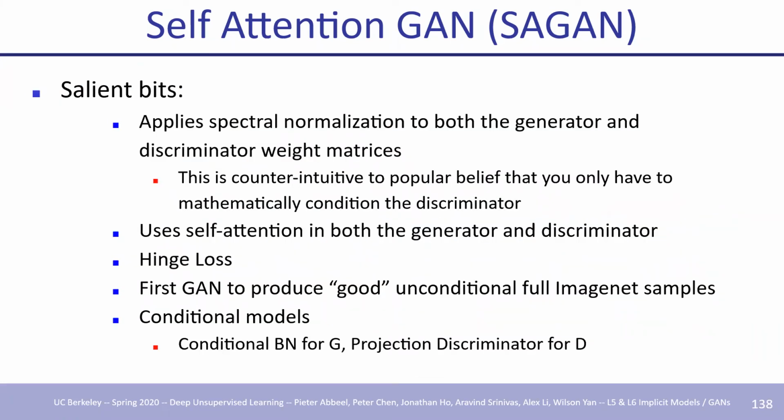And the salient bits, I guess, are that they use spectral normalization on both the generator and the discriminator weights. They use self-attention in both generator and discriminator. They say they use a slightly different version called the hinge loss. And they have conditional models, so we can use the labels.